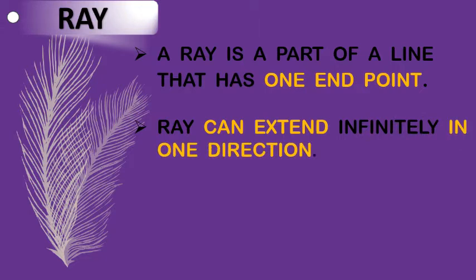Let's understand this with an example. This is a ray whose initial point, and it's a bit ironic, is actually called its endpoint. The endpoint of this ray is A, and the extended point is point B. This is ray AB. To name it, we can write ray AB or AB with a tiny ray symbol over it.